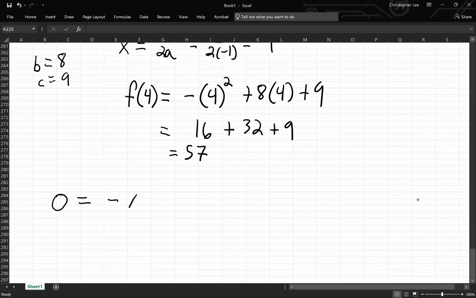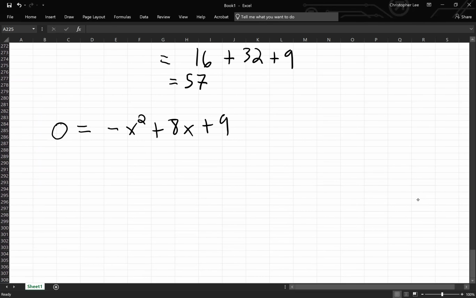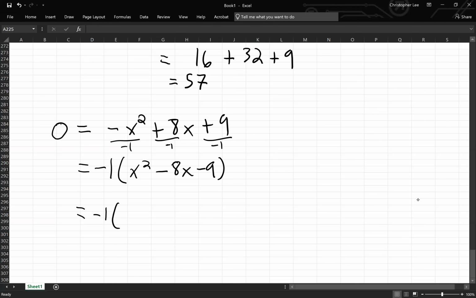So this is going to be what? -x squared plus 8 times x plus 9, right? After that, what can we do? Let's try and factor it. So I want to factor out a -1, just to make this a little bit easier. So this becomes x squared minus 8x minus 9. And then I want two numbers that multiply to give me a negative 9, and when I add them together, it'll give me a negative 8.